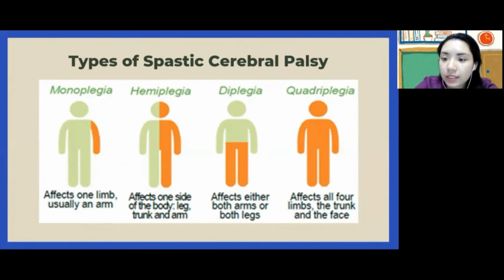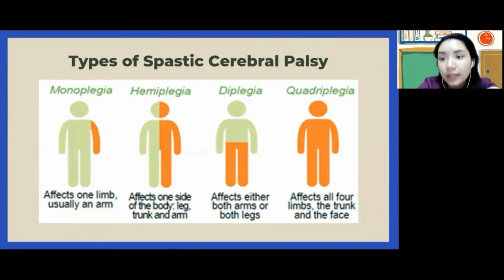It affects 3 parts of the body, no? This may affect both arms and one leg or vice versa. So you have both arms and one leg, or both legs and one arm. And then for the last one, we have quadriplegia. Quadriplegia affects all of the 4 limbs. So this is the whole body na yun, no?